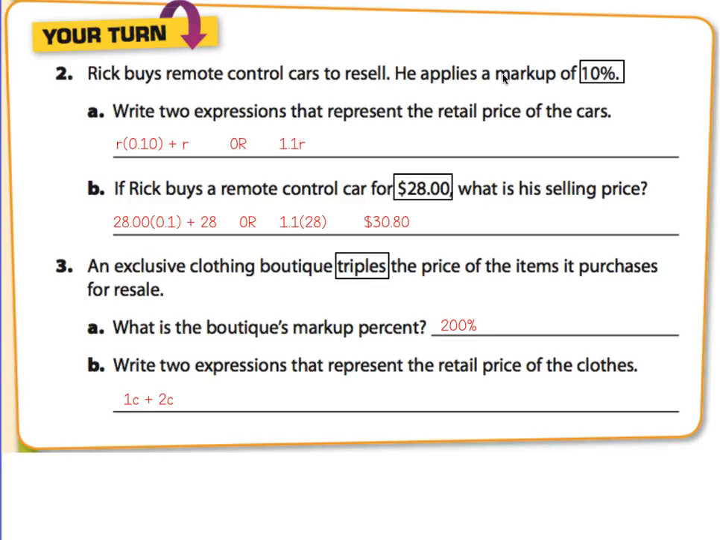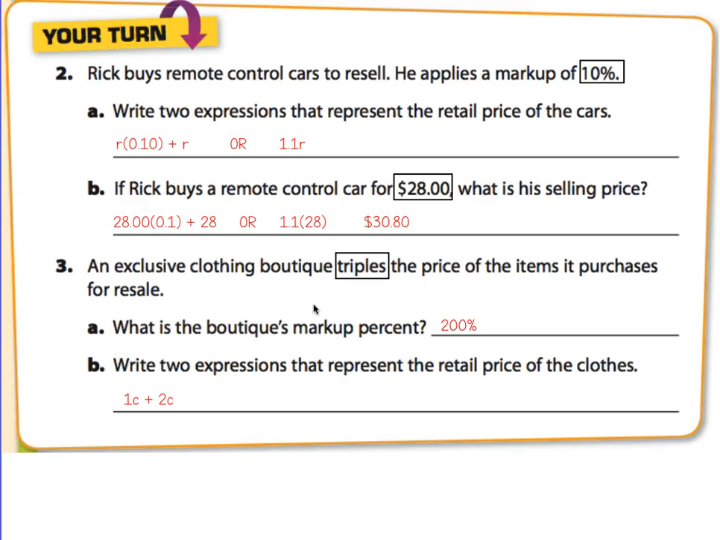All right, so number 2, you should have found that Rick buys remote control cars to resell. He applies a markup of 10%. So rewrite the 2 expressions. The first expression would have been, I used R for remote control cars, so R times 10% plus R. And then the other expression would have been 1 1/10 times R. And then you should have gotten that he sells the remote control car that he bought for $28 for $30.80. Okay, and then here's how you plugged it into your equation. And that's how you should have gotten your answer.